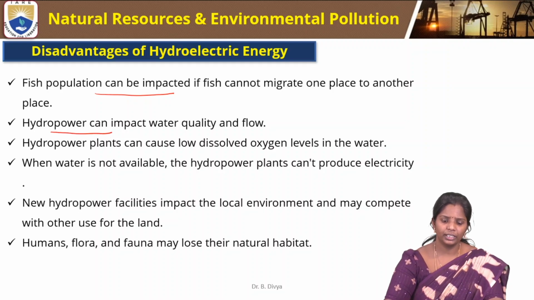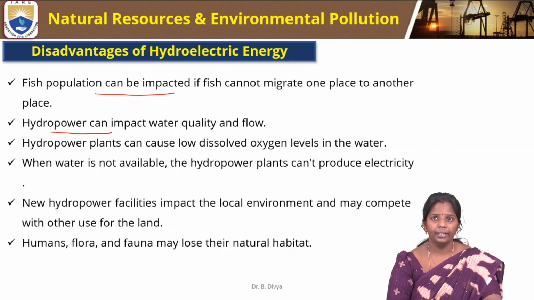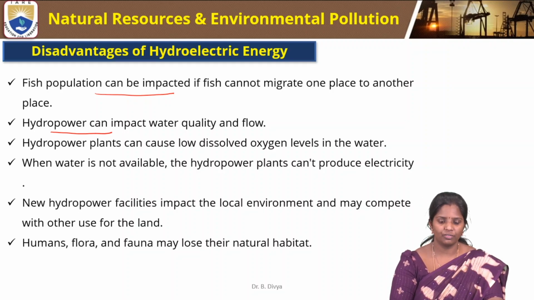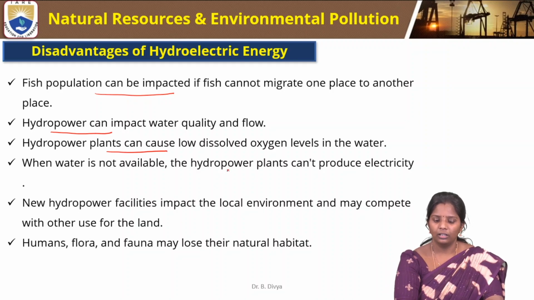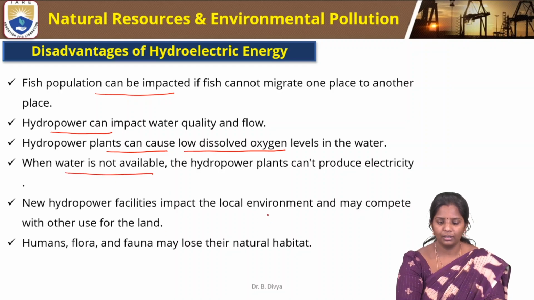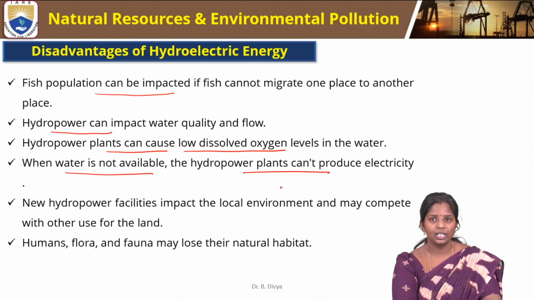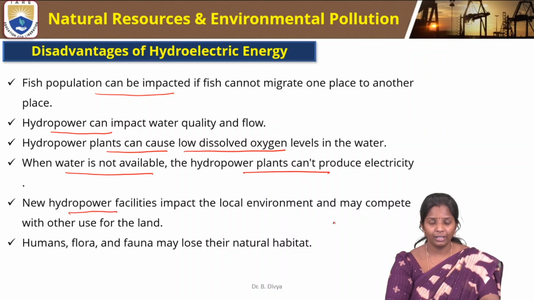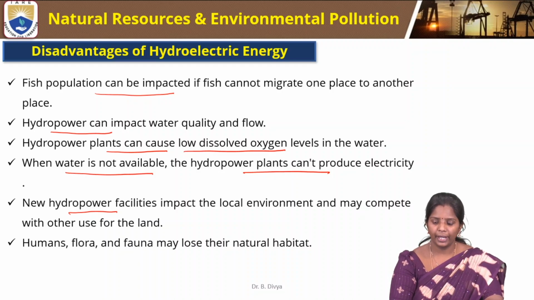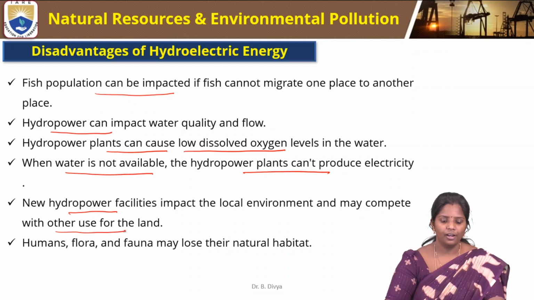So hydropower can impact water quality and flow. This flow and water quality can be affected because of hydropower, and the plants can cause low dissolved oxygen levels in the water, and when water is not available, these plants cannot produce electricity. Obviously, it only depends on the water availability. New hydropower facilities impact the local environment, since they have to sacrifice some place for the plants, and may compete with other uses for the land.